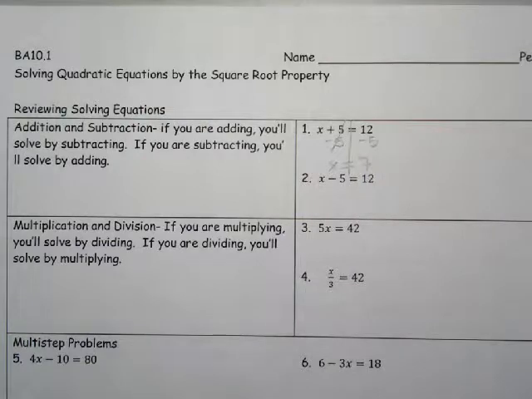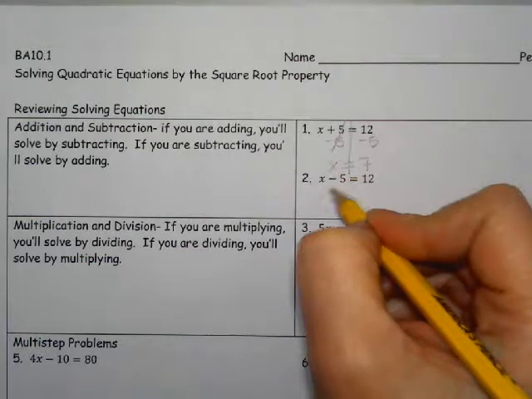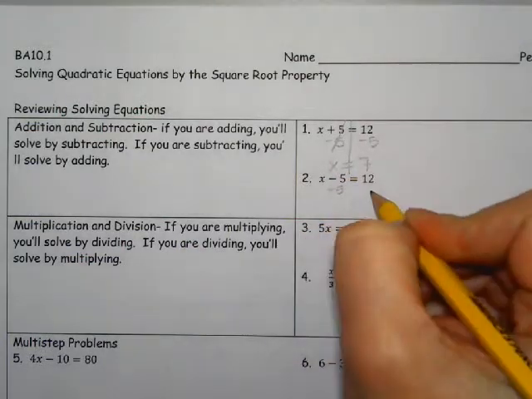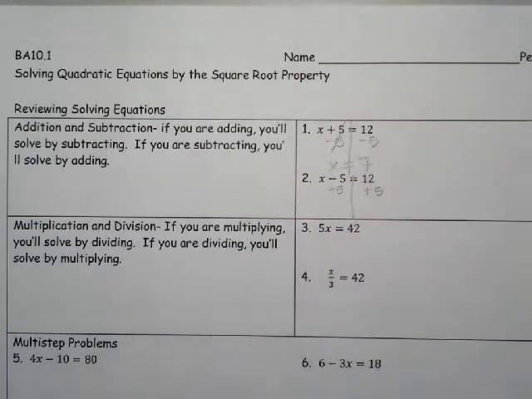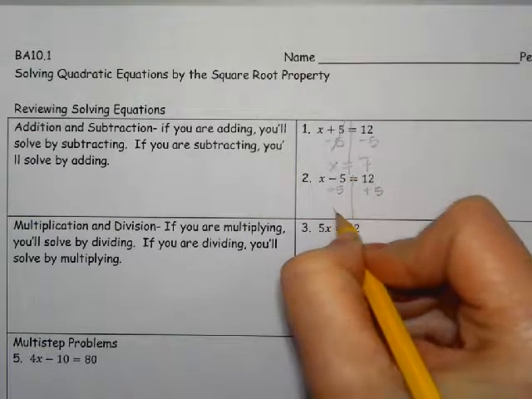On the second one, if I have x minus 5, I'm going to add 5 to both sides of the equal sign. So I've got x equals 17. So those are just one-step equations.